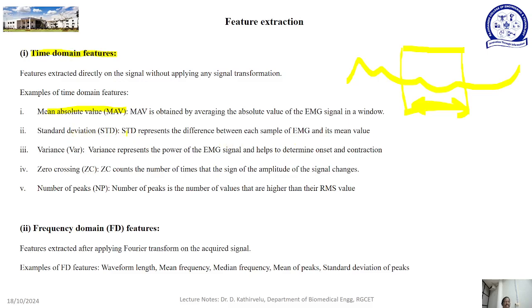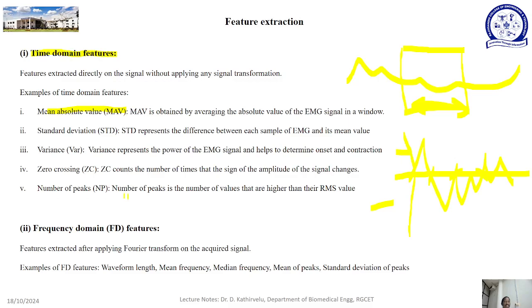Similarly, you can take standard deviation. It represents the difference between each sample of the EMG and its mean value. Next you compute the variance, and you compute the zero crossing points. If this is the baseline and you have an EMG, the points where the wave changes from the positive axis to the negative axis are zero crossing points. In that window you count the number of times the sign of the amplitude changes, that is, how many times the signal has crossed the baseline.